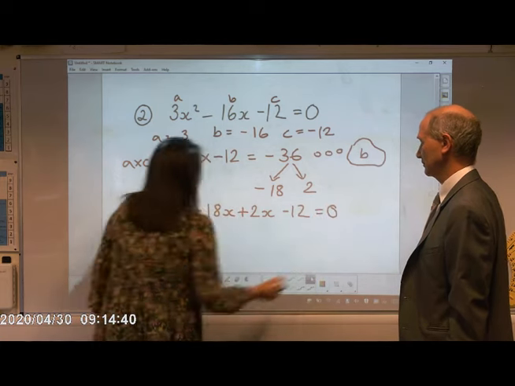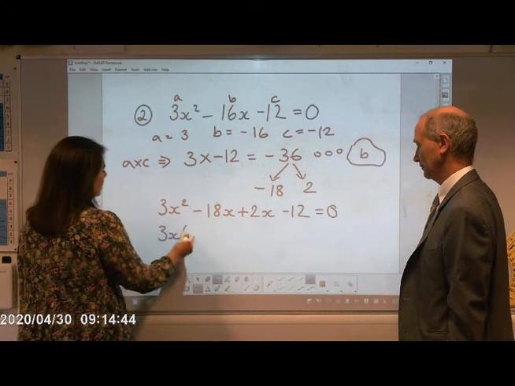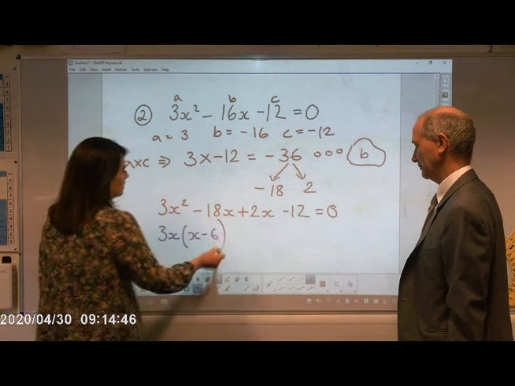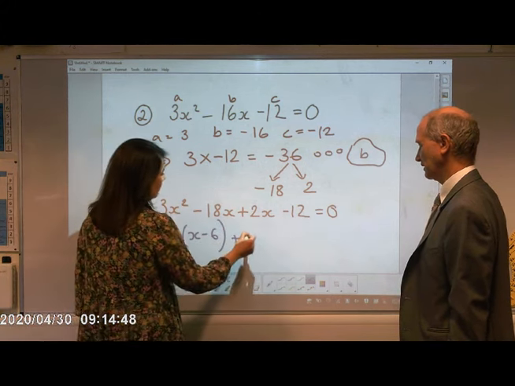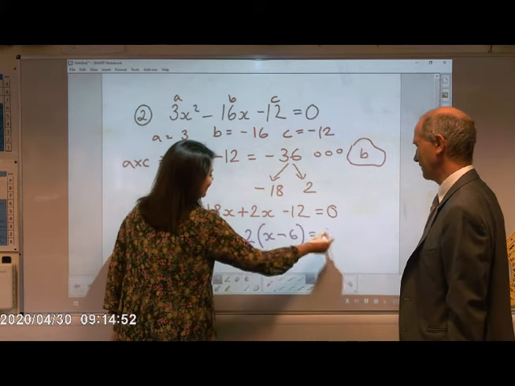I then factorise each of these, so 3x is what they have in common, with x minus 6 in the middle. Lovely. 2 is what they have in common, and x minus 6 again. I get that. Look, it's magic. It's magic, isn't it? I just love it.